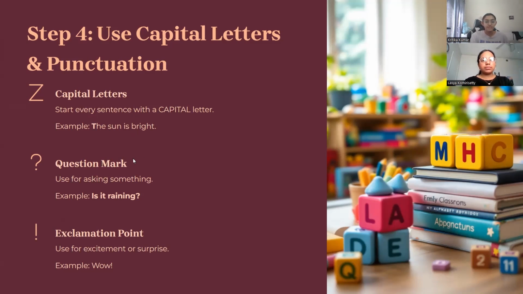And then a question mark. A question mark is used for asking something. For example, is it raining? That's where we use a question mark. And then an exclamation point is used for excitement or surprise, like wow, or I just won, or something like that. And these are all used in sentences depending on what your sentence is about.